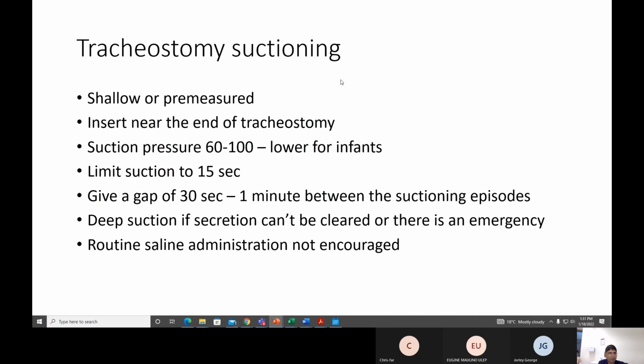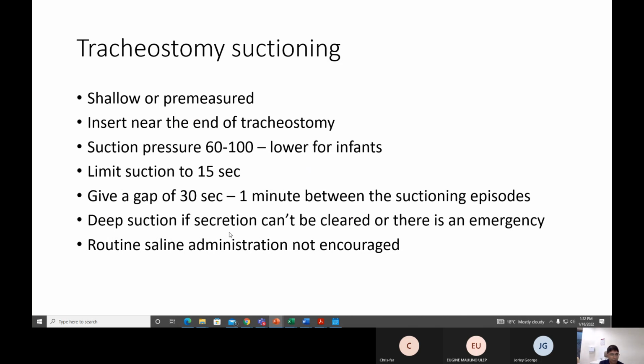Okay. A small, brief discussion on suctioning. Most of the time, only shallow or pre-measured suctioning is used. That means you don't pass the suction catheter too far into the airway. You try to pass as far as the lower end of the tracheostomy, and you suction from there. Suction pressure is 60 to 100 millimeters mercury, usually 60 to 80 for infants and 80 to 100 for children. You have to limit the suction to say 10 to 15 seconds. You have to give a gap of 30 seconds to 1 minute between suctioning episodes.